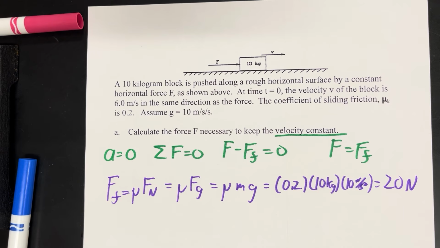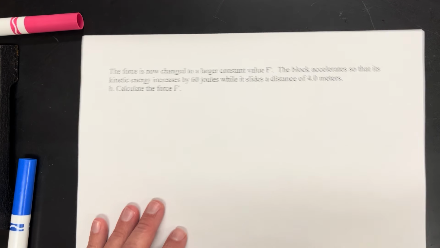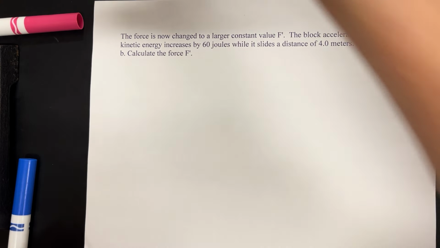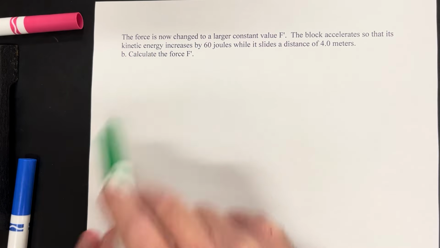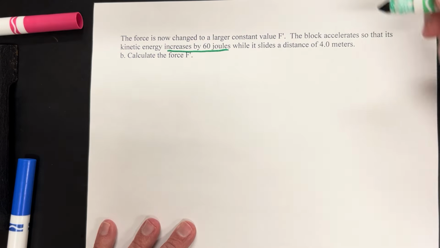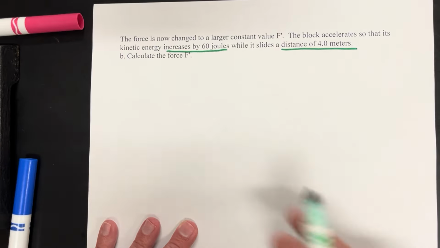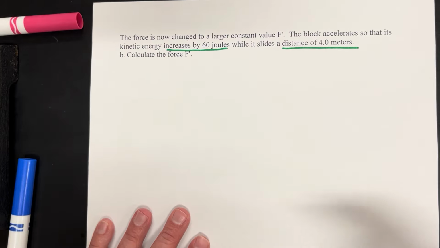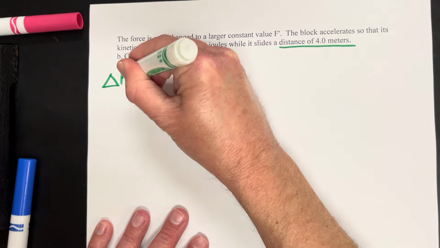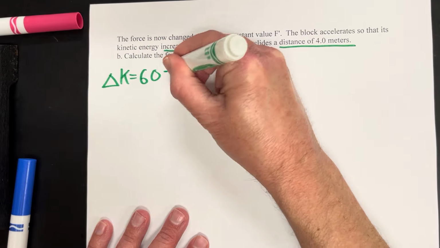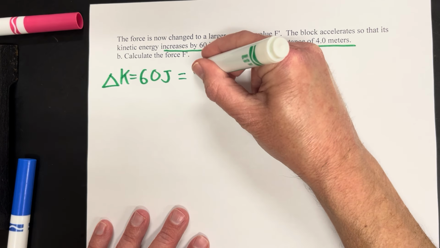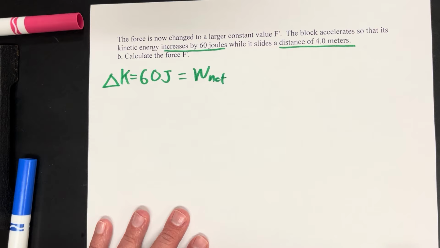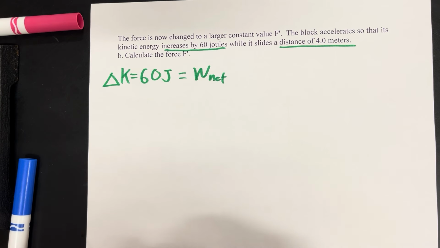All right, so next up, we are going to change the force. It says the force is now changed to a larger constant value F prime. The block accelerates so that its kinetic energy increases by 60 joules while it slides a distance of 4 meters. Calculate the new force. Well, when they say the energy increased by 60 joules, we changed the kinetic energy by 60 joules. Whatever we change the kinetic energy by is equal to the net work done. So our net work was 60 joules.